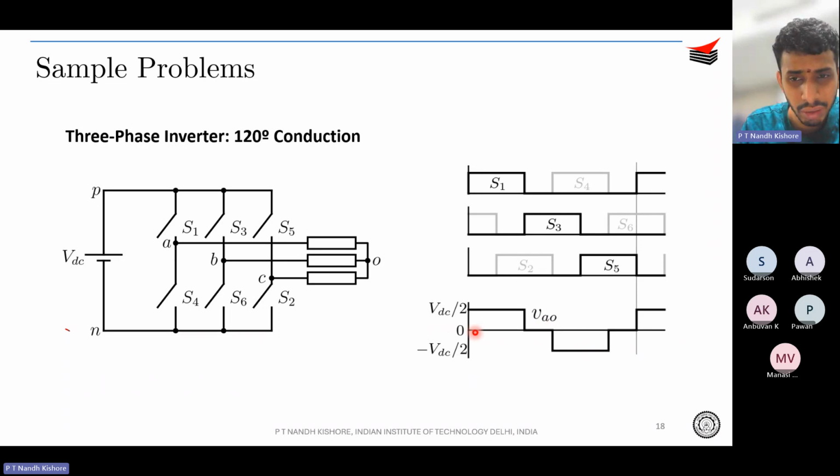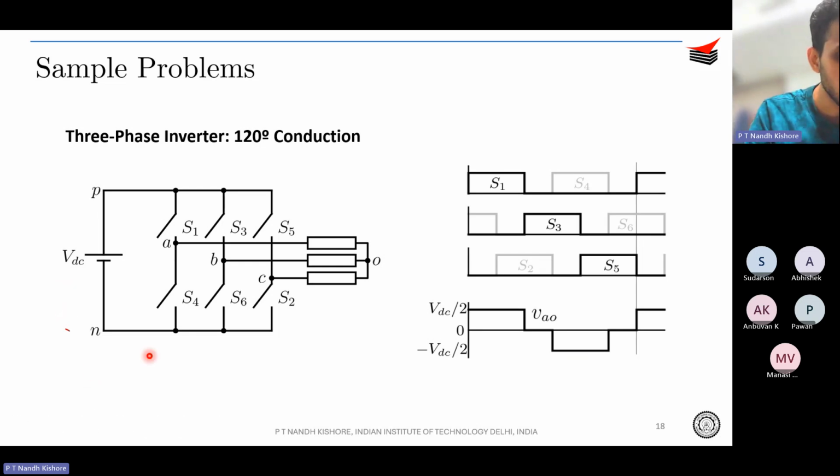Why? Because it is VDC by 2 from 0 to 120, and it is 0 from 120 to 180. Then again from 180 to 300, it is minus VDC by 2, and then it is 0 from 300 to 360. So it's a quasi square wave with two-thirds of the period, right? From 0 to 120 and 180 to 300, you have a particular value, and the rest 120 degrees, it's nothing, right? So the total on time is effectively 240 degrees out of 360 degrees. Okay. Therefore, your RMS value.